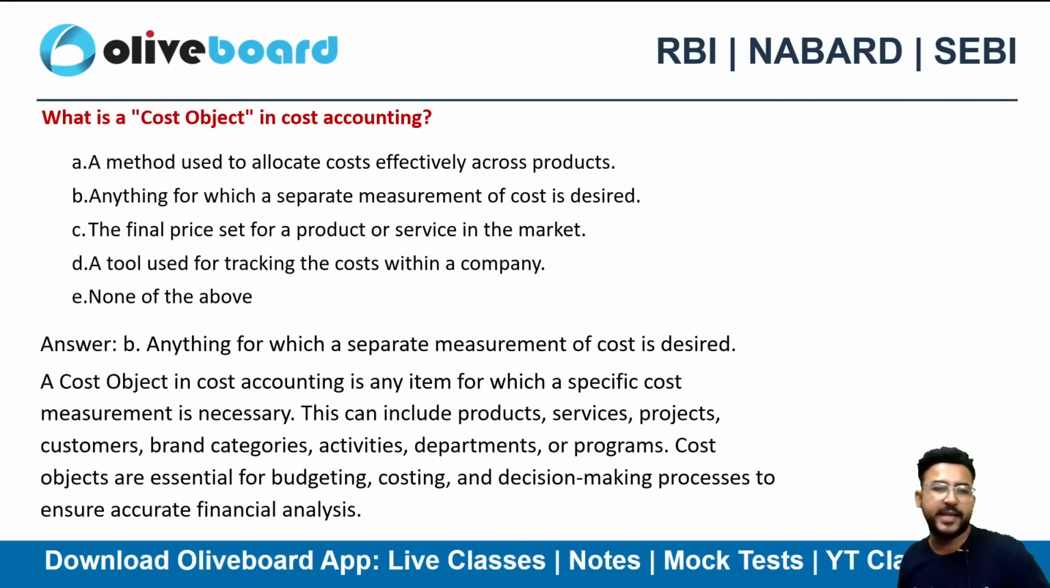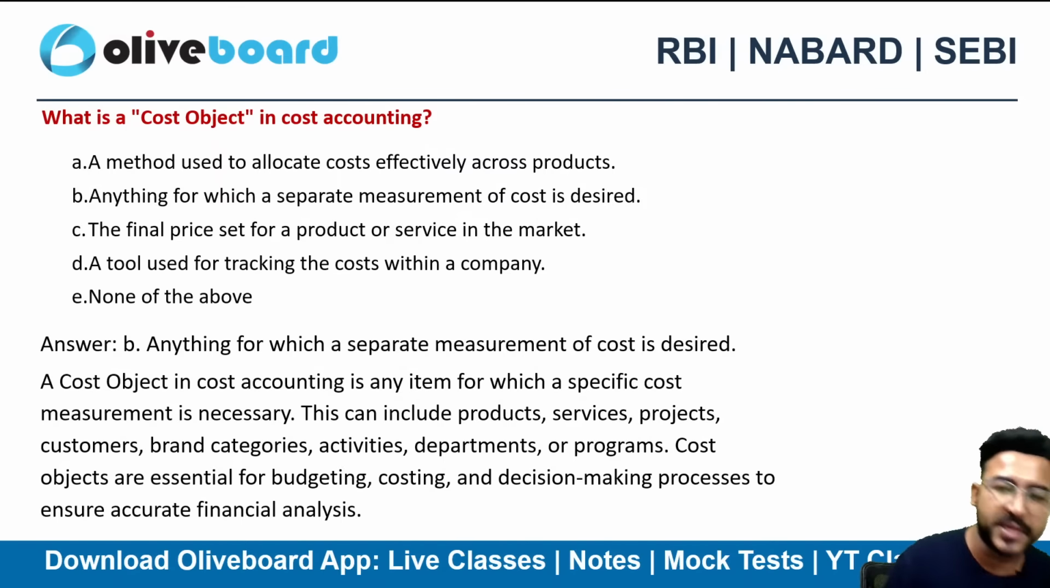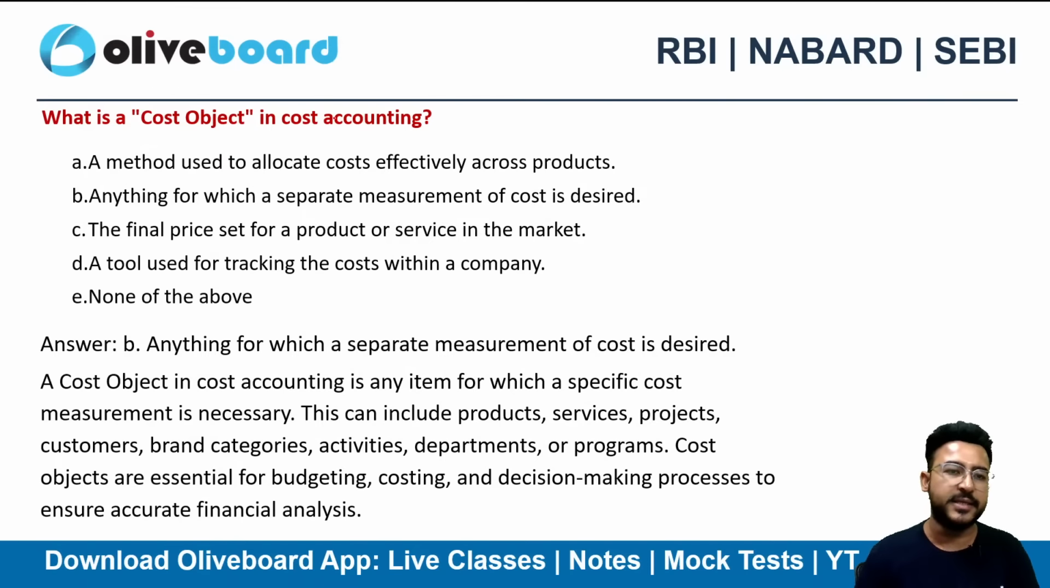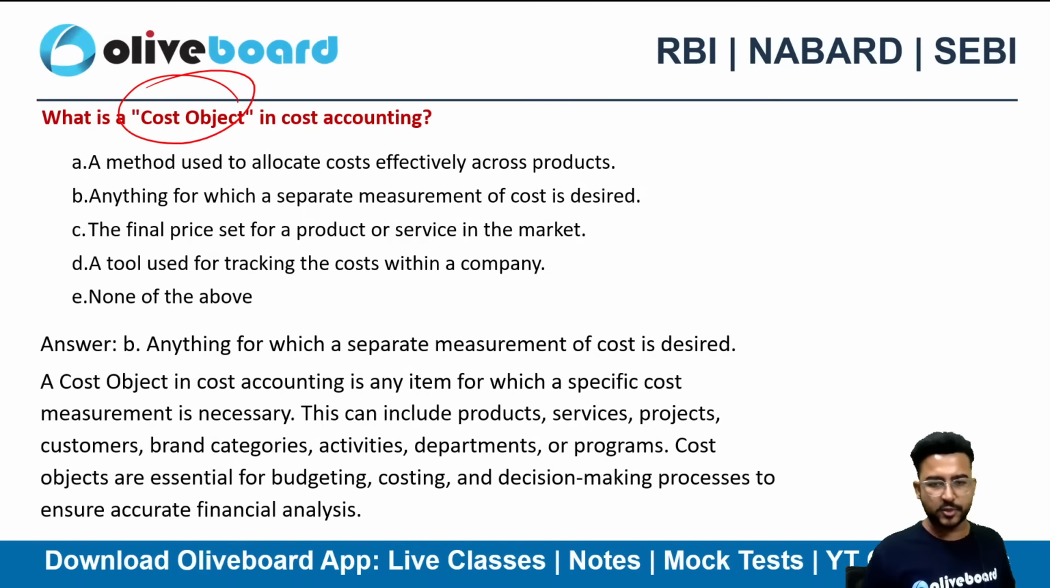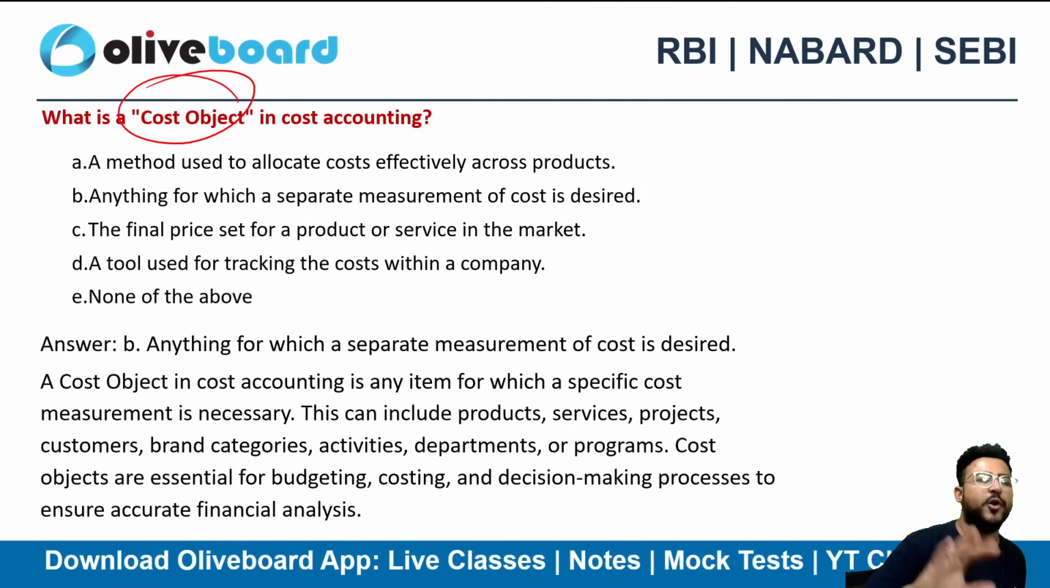Option B here is the correct choice. Anything for which a separate measurement of cost is desired is a cost object. Whichever particular element I need a separate cost measurement for, that is a cost object. It can be a product, it can be a service. Let's suppose my product is, say for example, brick, right? So per brick is my measurement unit. So basically we need a measurement unit for all the cost objects, right?